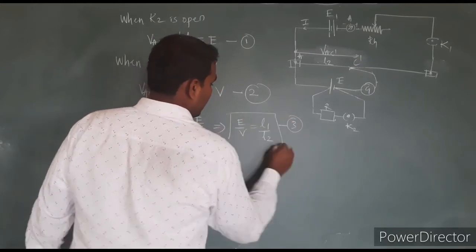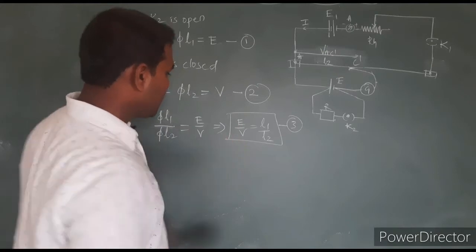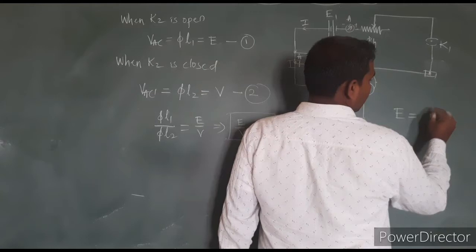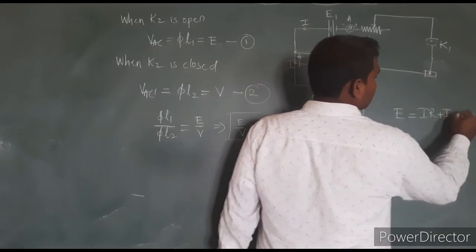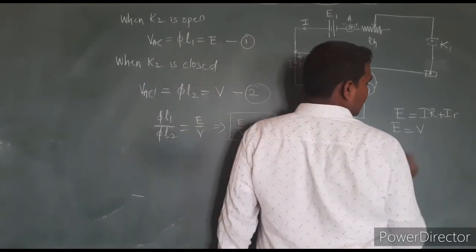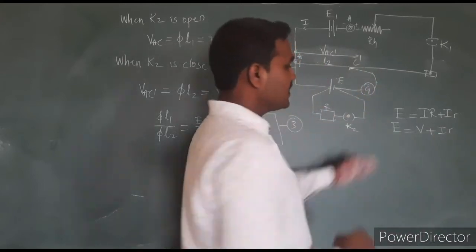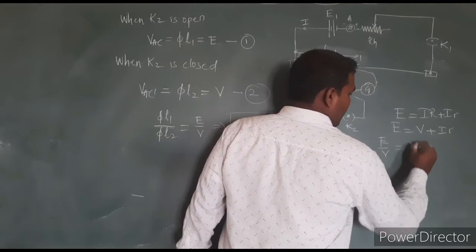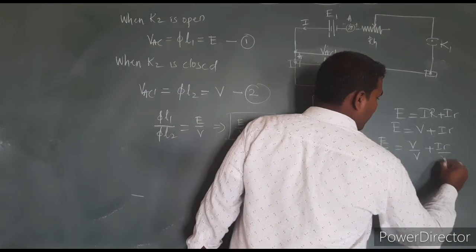Then we have a relation for internal resistance, EMF and terminal potential. Here EMF is equal to capital I into R plus I into small r. This I into R is nothing but the terminal potential, so E is equal to V plus I into r. Let us divide this by V. What I will get? E divided by V is equal to V by V plus I r divided by V.